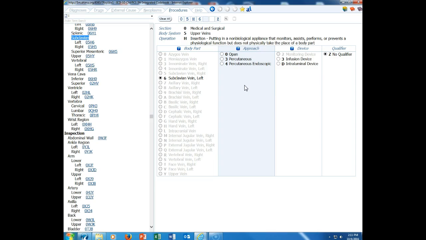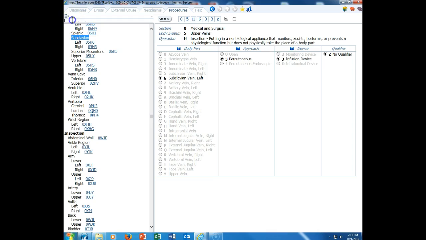It tells us that it was percutaneous. It's for an infusion, and there's no qualifier. So that code is 05H633Z.